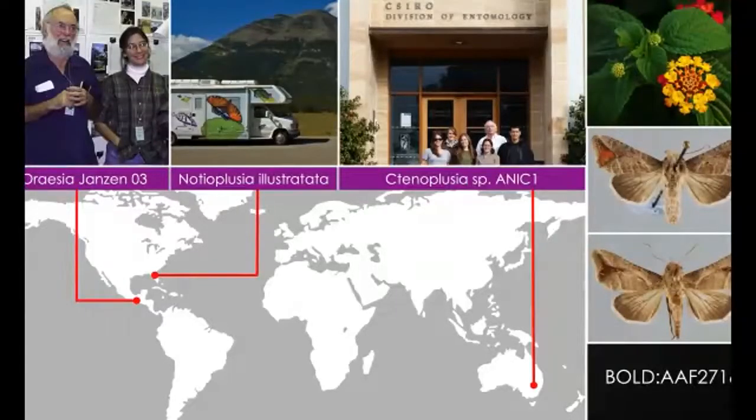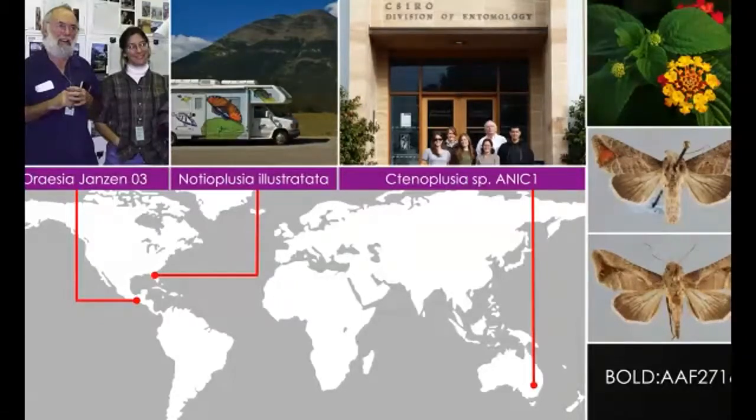And a good example of this is in 2013, three collection initiatives were underway. One, Dan Janzen in beautiful Costa Rica, had collected this moth and named it Oratia janzen03. Obviously, DNA barcoded it, existed in BOLD.